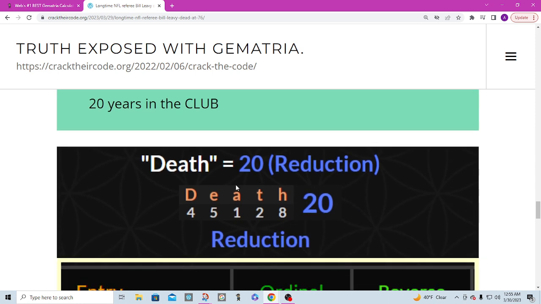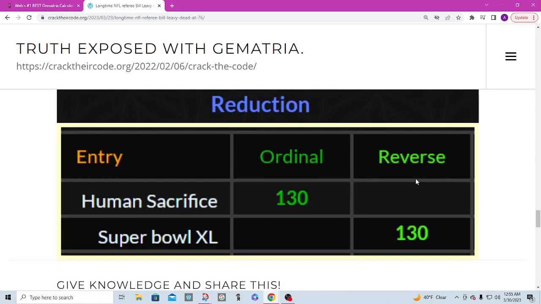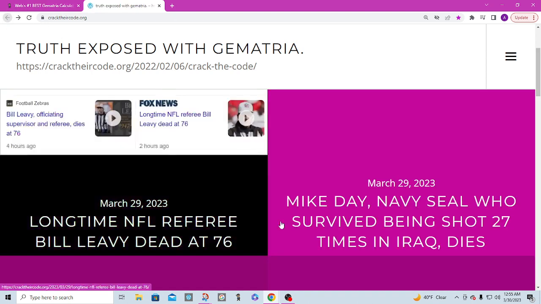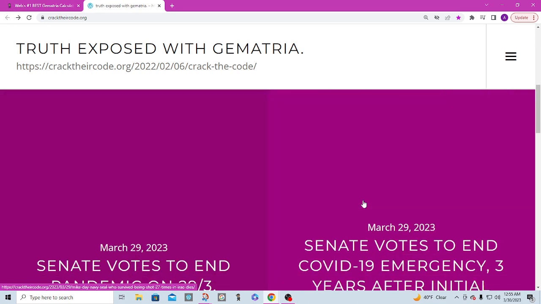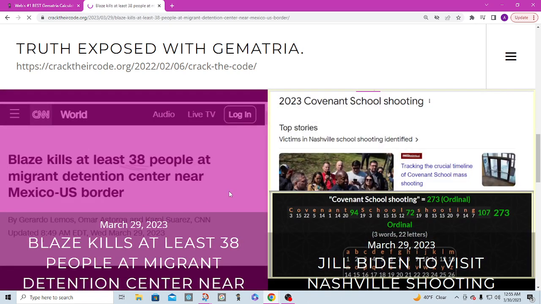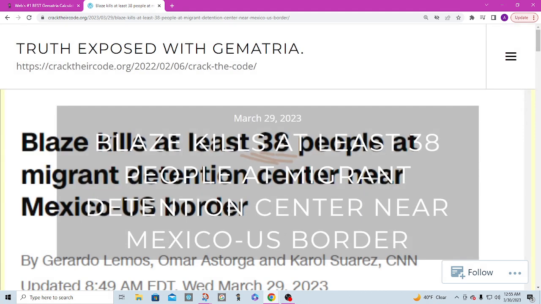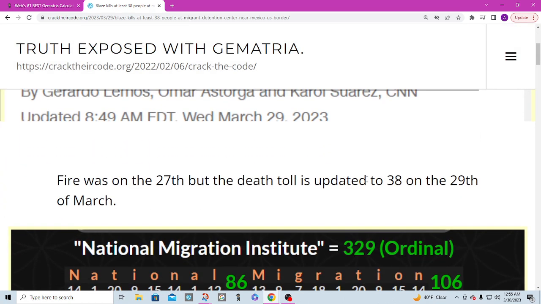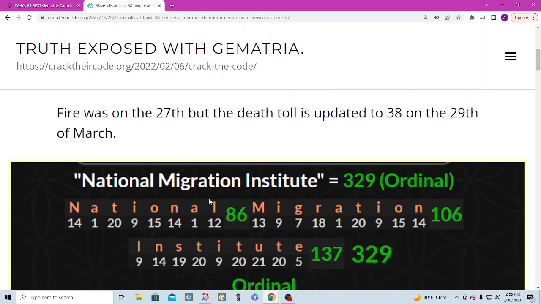His death comes 20 years after being in the club. It's these same patterns, the same numbers over and over and over again. Look at this. So here's your headline today. The headline came out today, the 29th. It's late at night, but this headline comes out on the 29th, but the fire actually happened on the 27th. They updated the death toll today to 38 people.